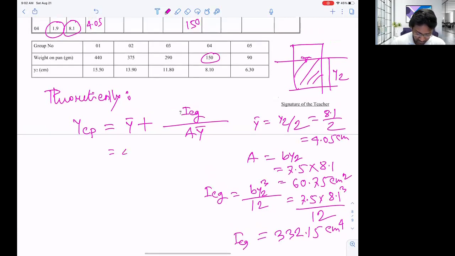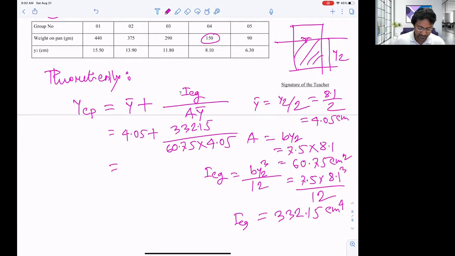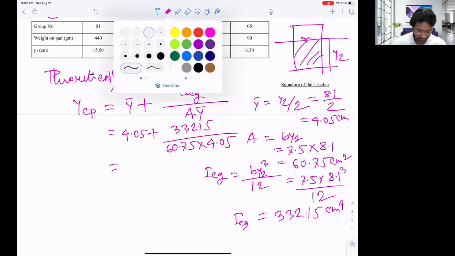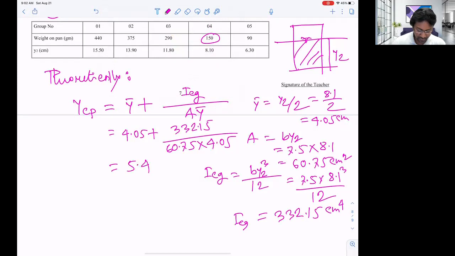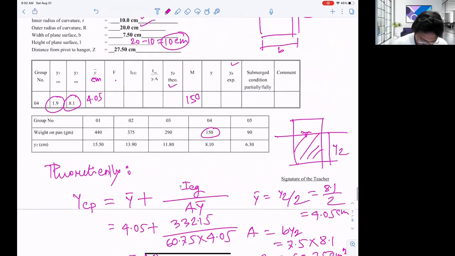So we know all these values. Y bar is 4.05 plus 332.15 divided by area 60.75 into 4.05. So what will be the theoretical determination of Y_CP? It is 332.15 divided by 60.75 divided by 4.05, plus 4.05. That gives 5.4, so we have 5.40 centimeter.